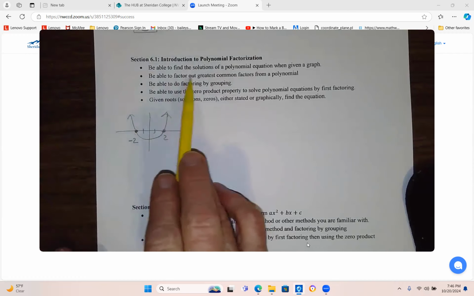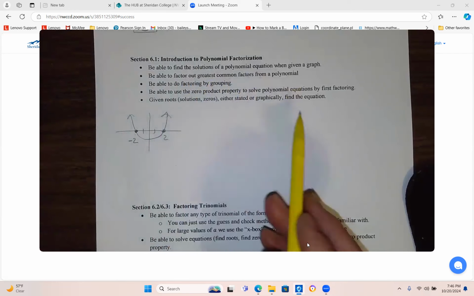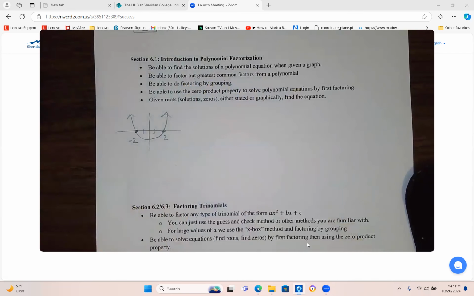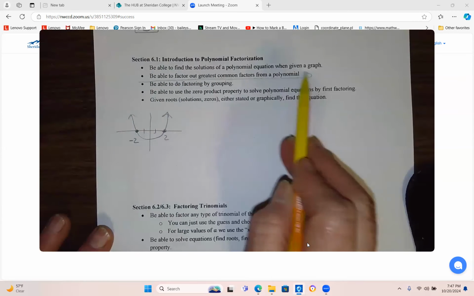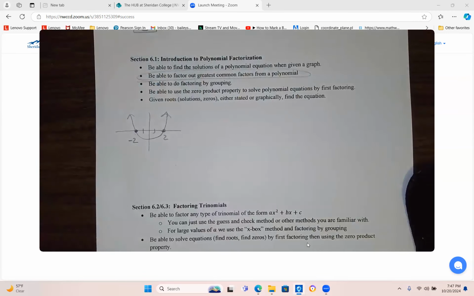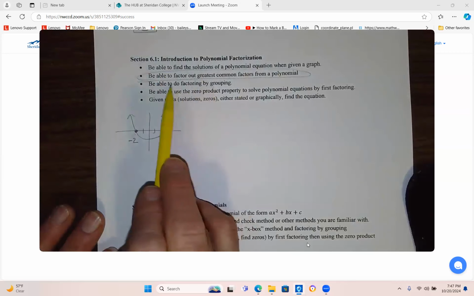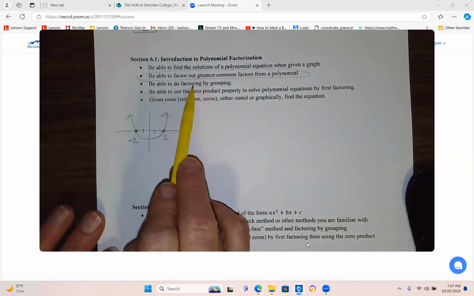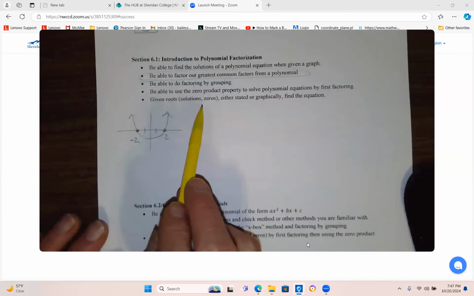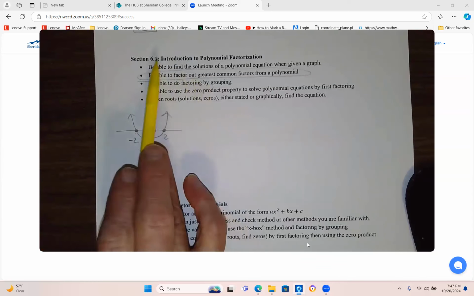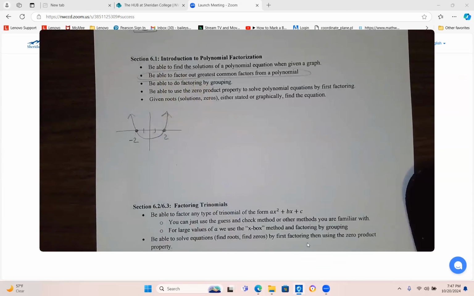Be able to factor out greatest common factor, look for what's in common and pull it out. Always do this, always look for this first before you do any further factoring. Factor by grouping if you have 4 terms. Remember, you group the first 2 and then the second 2 and then pull out what's in common. We've been through some of those. You can look at the section notes or the homework to figure that out.